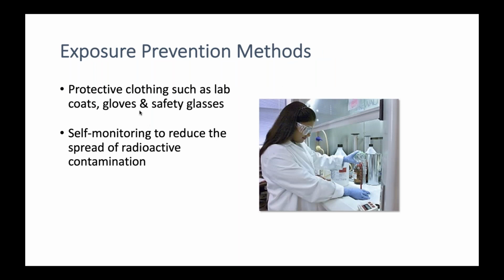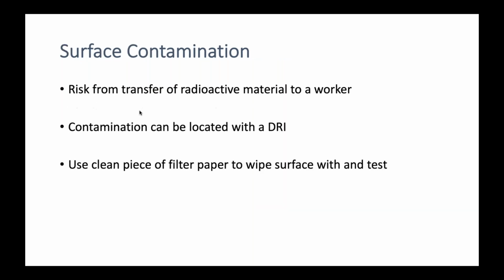Yeah, as a matter of fact, here, protective clothing such as lab coats, gloves, and safety glasses. Self-monitoring reduces the spread of radioactive contamination. Surface contamination, you want to avoid transfer of materials to surfaces and then from surfaces to other workers.